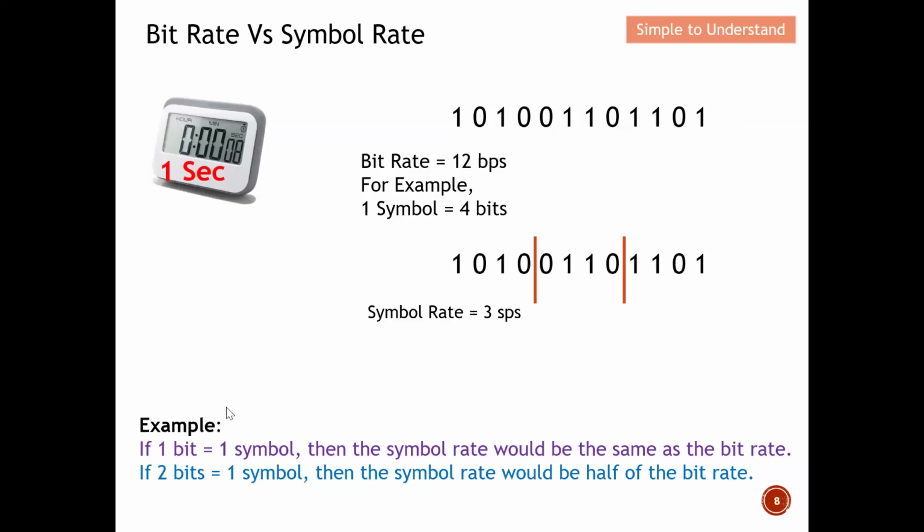Now with this, you will be able to make a very simple conclusion. For example, when one bit is represented by one symbol, let's say one bit equals one symbol, then the symbol rate will be the same as the bit rate. For this case here, 12 bits per second will equal 12 symbols per second because one bit equals one symbol.